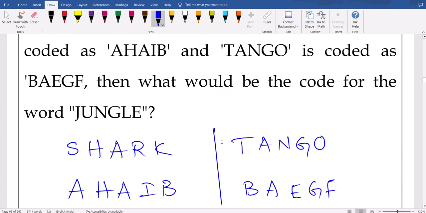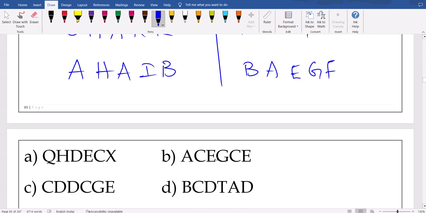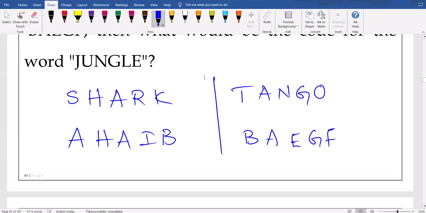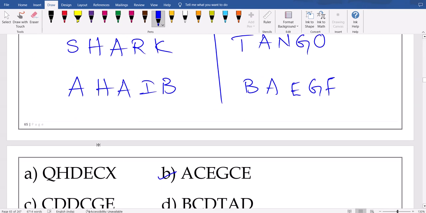Option B, B for Bangalore. Okay. People are saying option B. We'll check. This is one option opted by your friends. We'll see. Check the remaining also. Jungle is coded as what? And these are the options clearly available already. So what is the logic?